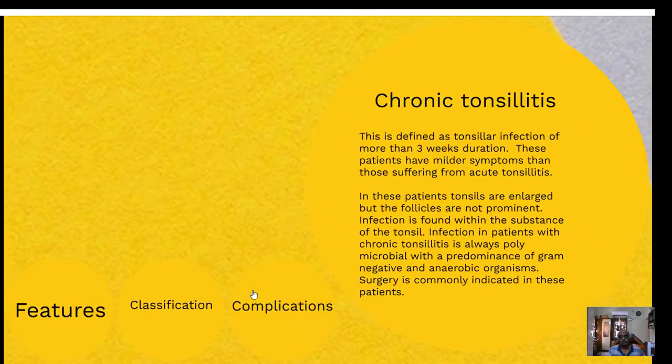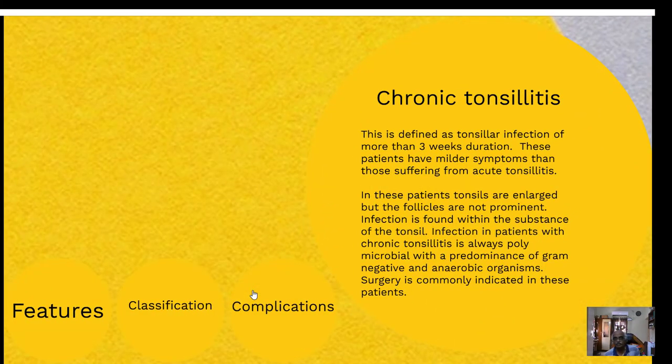Let us come to chronic tonsillitis. Chronic tonsillitis is usually defined as tonsillar infection lasting more than 3 weeks in duration. These patients are symptomatically suffering from milder symptoms when compared to children with acute tonsillitis, and tonsils are enlarged and the follicles are not prominent. So the infection is commonly found within the substance of the tonsil.